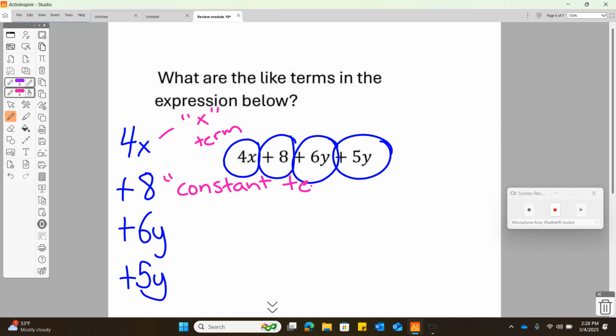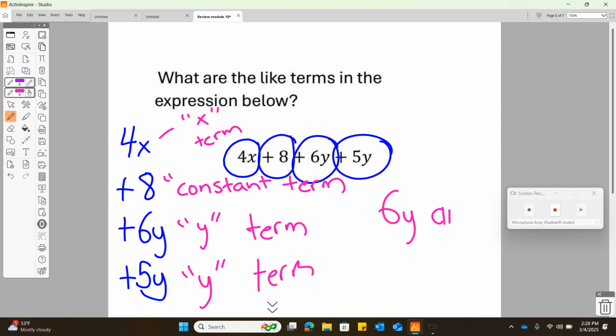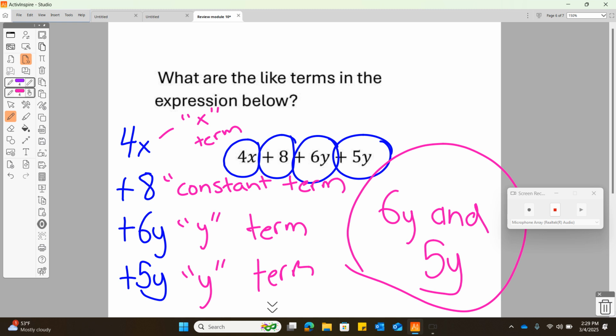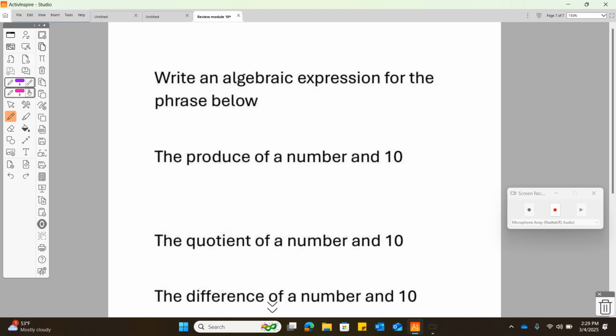This is a y term because it has just a y. And this is a y term. So the like terms are 6y and 5y. Those are the two that are like. Okay? And I just want to make sure that you know what all of these words mean.